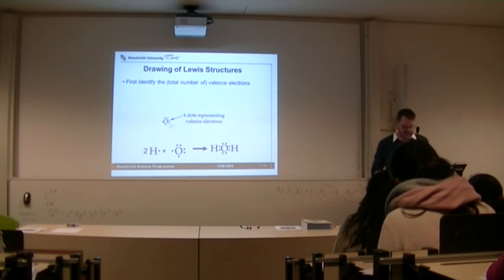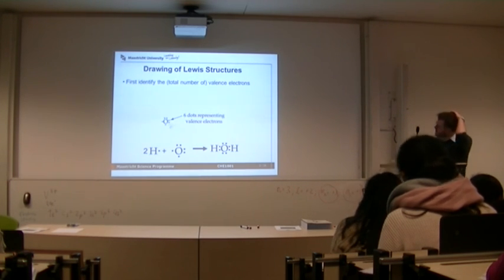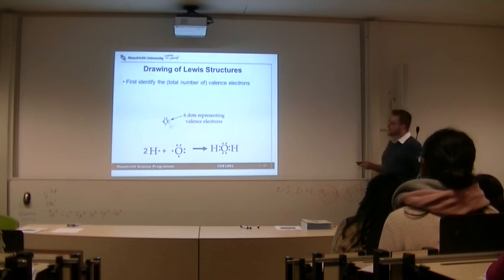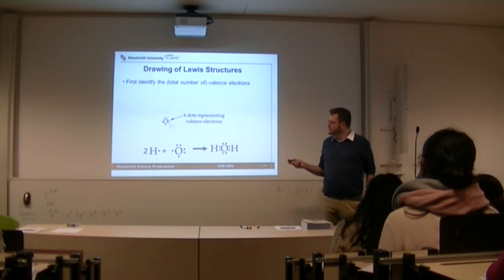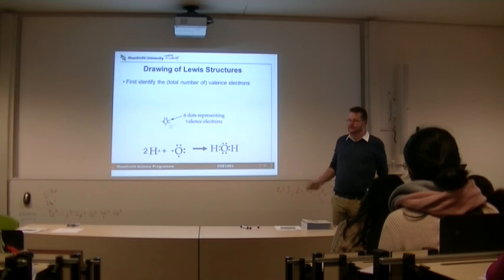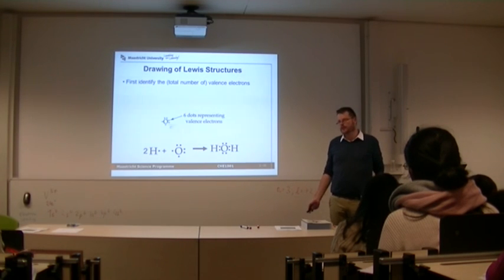Now, let's look at something a little bit more complicated. Water, H2O. How do we do this? Well, oxygen has 6 valence electrons. Hydrogen has 1 valence electron. We basically put it all together and we get something that looks like this, H2O.